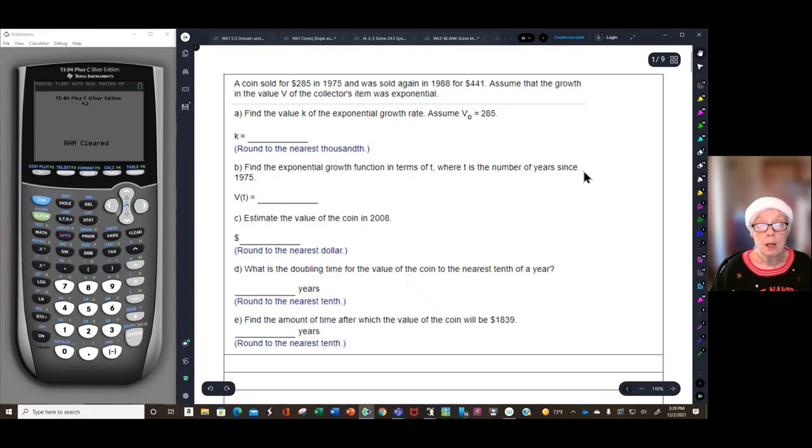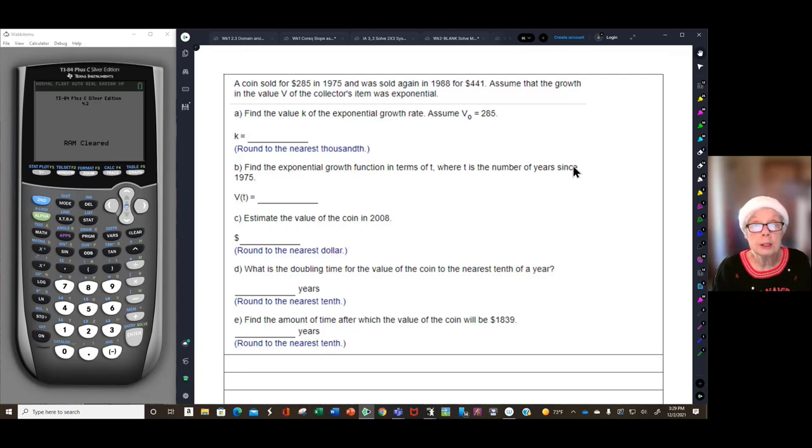Hello. We are going to talk about collecting and about looking at a future price based on an assumption of the exponential growth of that price, which is not really reality-based, but then it could be. So let's do it.